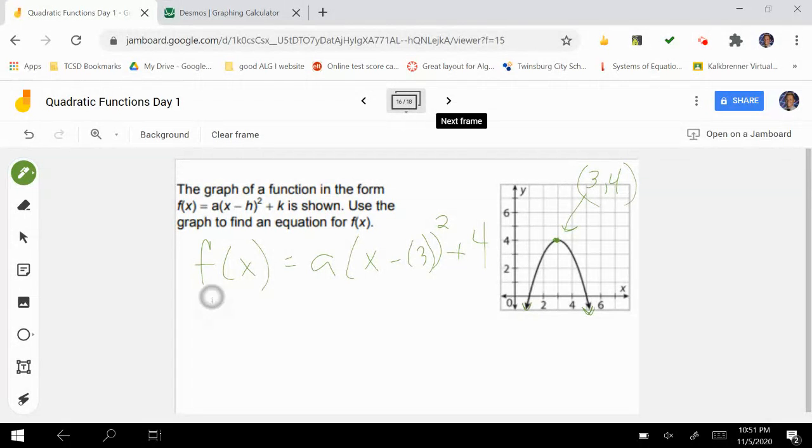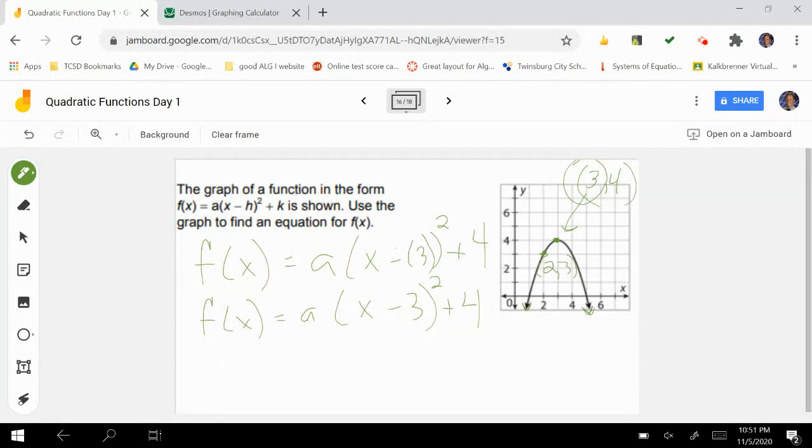So now I get f of x equals a parentheses x minus 3. Remember, this is the opposite inside because of that negative. That's always there. Plus 4. Don't forget your square. Now, what are we missing here? We don't know this a value. We don't know the f of x. We don't know the x. We do know the vertex. So what we need to do is pick a point. I'm going to pick this point right here. It looks easily plottable to get the a value because my x for this point is 2 and my height is 3. So what I'm going to do is substitute in.